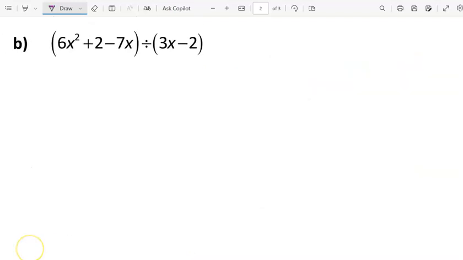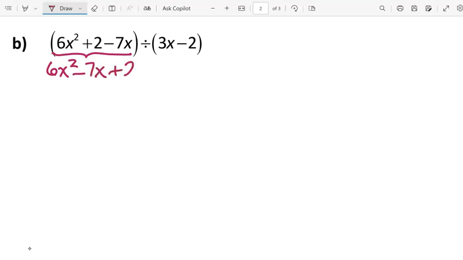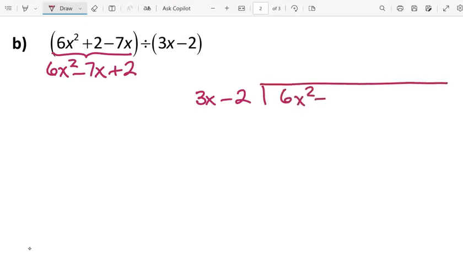Let's try another example. But in this one, we have to be careful that the dividend is not in the arranged order of descending powers. So I'm going to arrange it in descending powers first before we start. So I'm going to place the divisor 3x minus 2 outside that long division box, and the dividend 6x squared minus 7x plus 2 inside. First step will be first term divided by first term. So 6x squared divided by 3x is 2x.